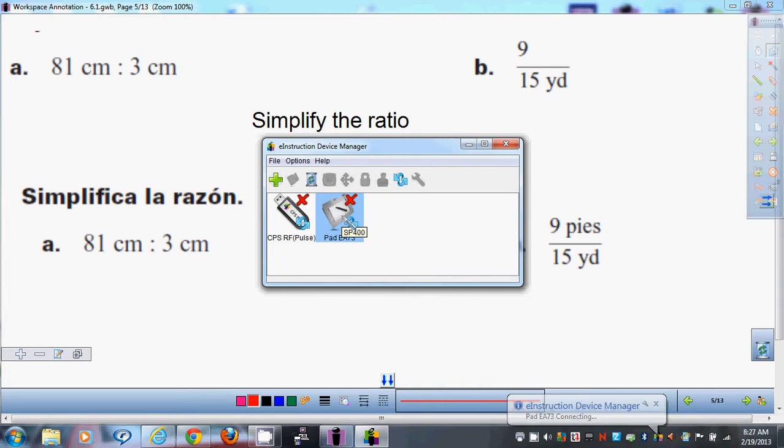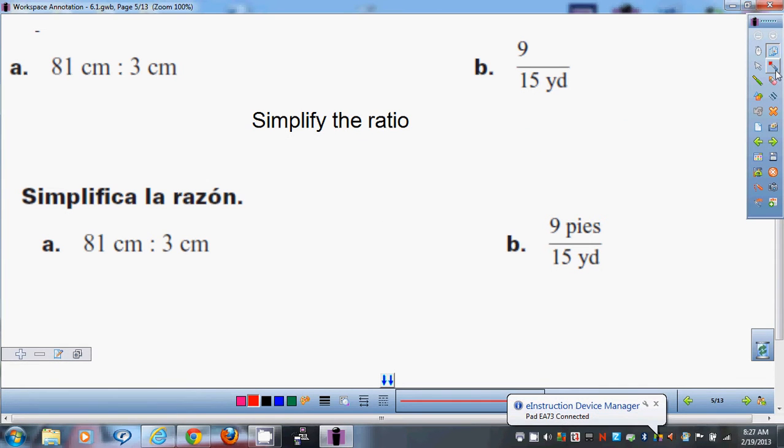Yes, I know. Try again. Okay. I meant to have feet written in here. But let's do the first one first. Now, 81 and 3, are they the same units?